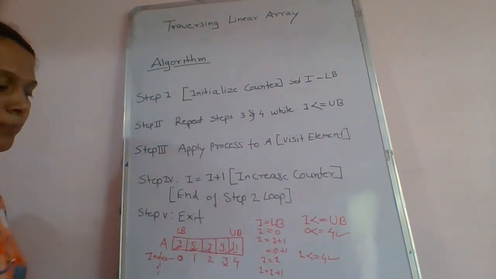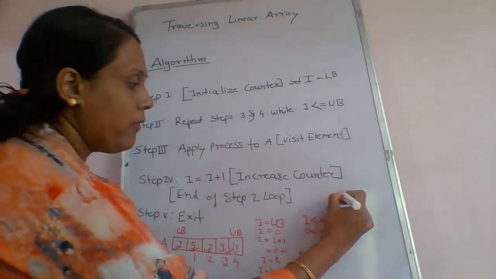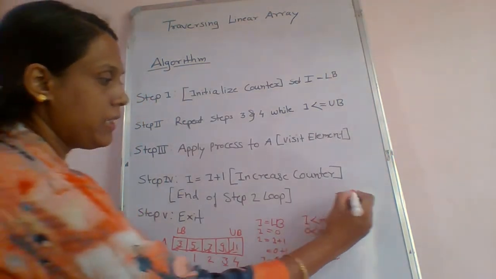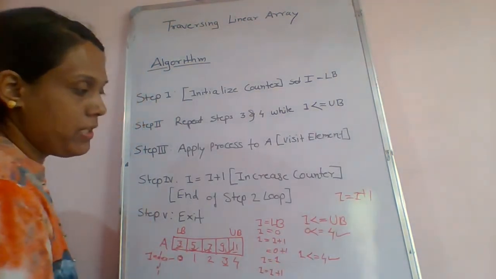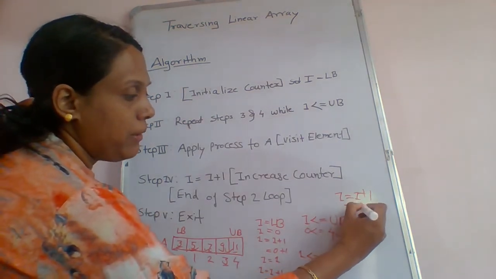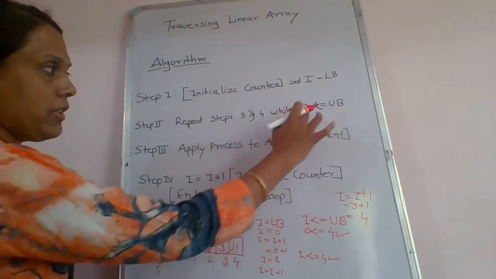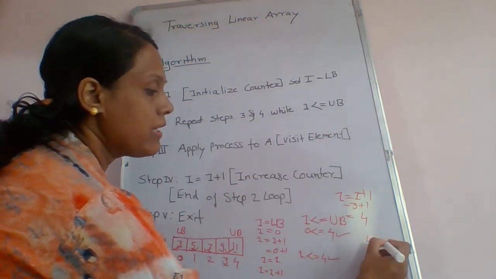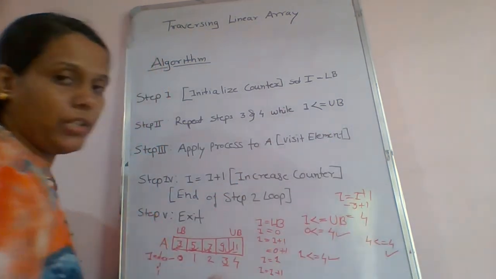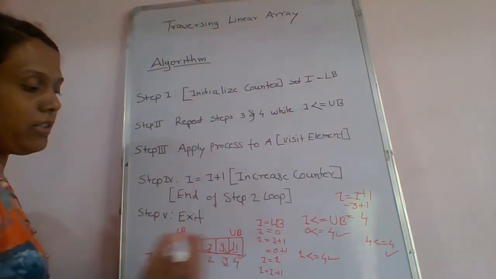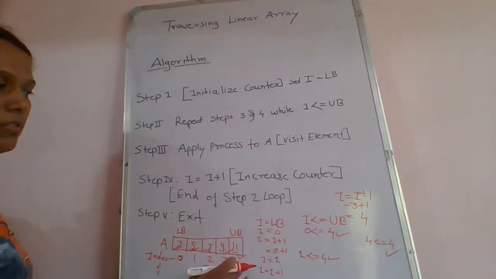The condition is true. Again it will come. Now what does our I become? I equals I plus 1. What is our I? 3. 3 plus 1 equals 4. Now we check the condition. This 4 is less than or equal to 4. The condition is true, so it will visit this element, that is 11.